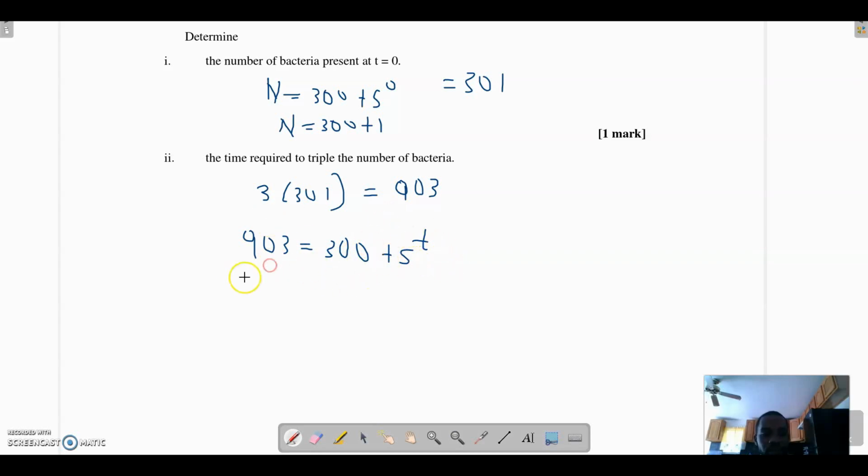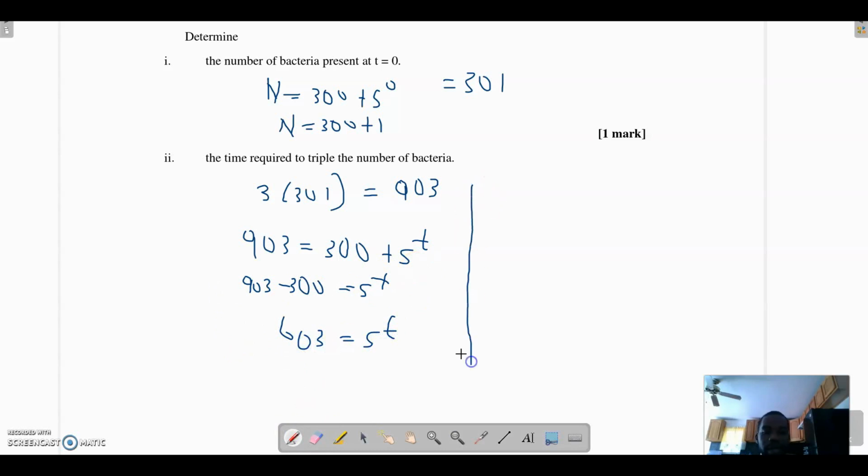So we simply transpose this. We're going to bring over the 300 first. So 903 minus 300 is equal to 5 to the t. All right, good. This is going to give me 603 is equal to 5 to the t.